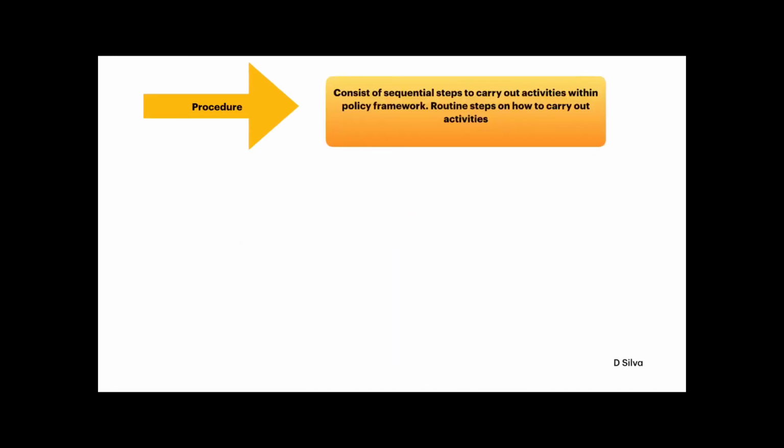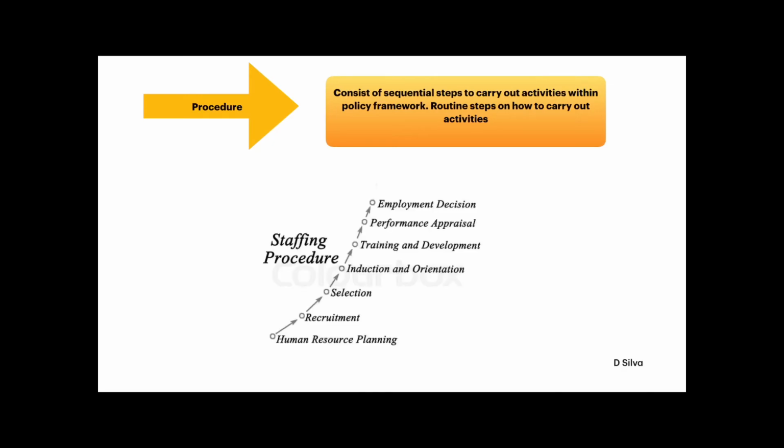Procedures consist of sequential steps to carry out activities within the policy framework. Routine steps on how to carry out activities. For example, selection of employees, holding and conducting meetings. Procedures are nothing but those sequential steps one after the other, which are carried out within the policy framework.